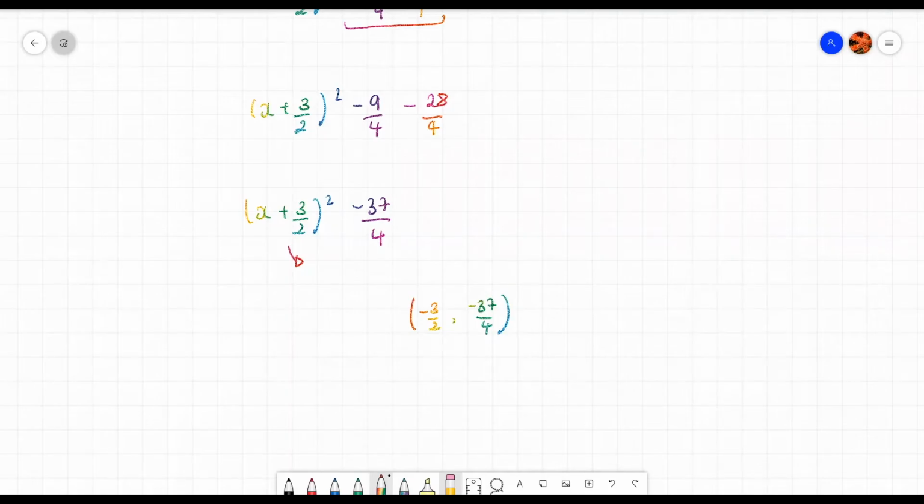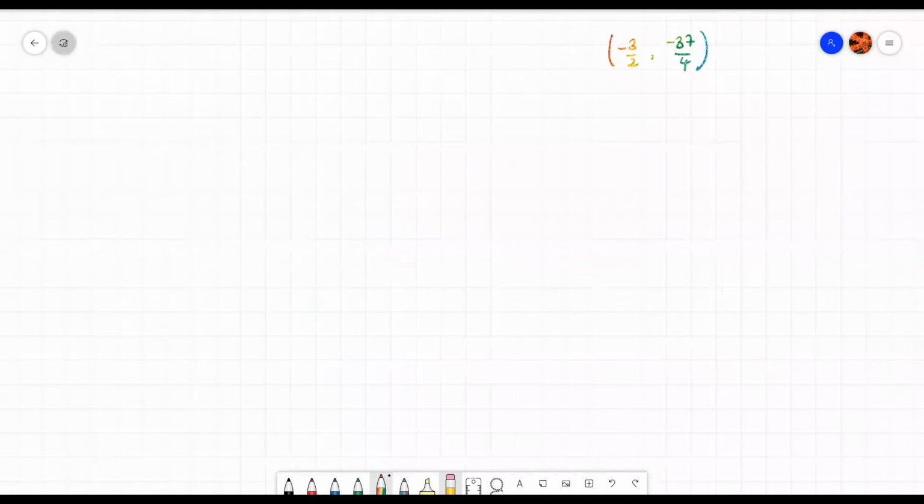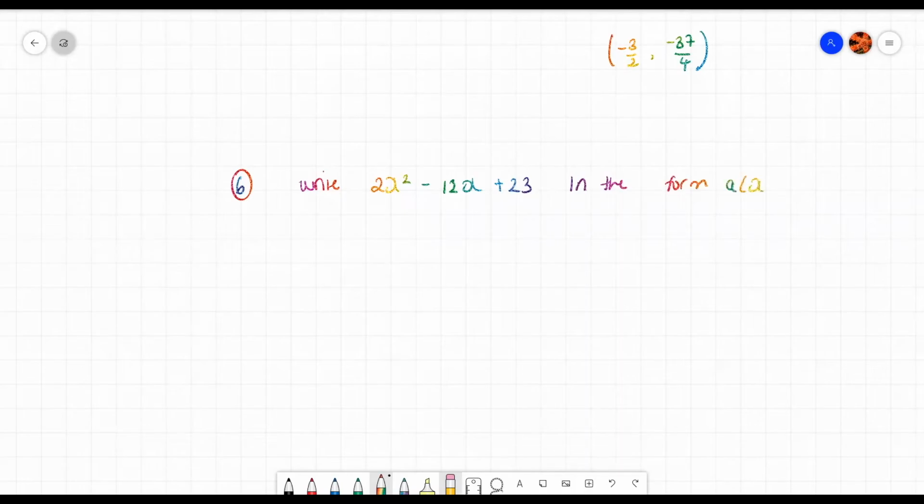Right, let's have a look at another question then. Okay, that's question 6 now. Write 2x squared minus 12x, sorry, let's get that right, minus 12x plus 23 in the form a times (x plus b) squared plus c. That's your first part of your question.